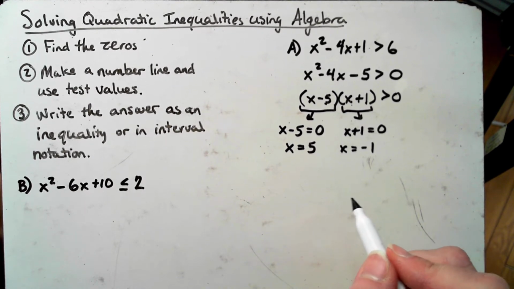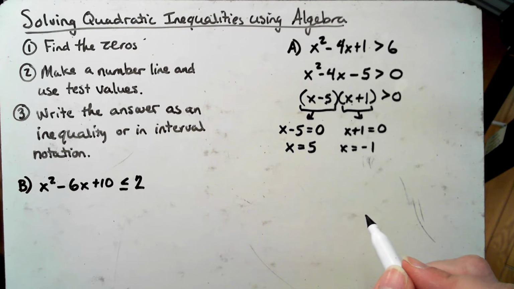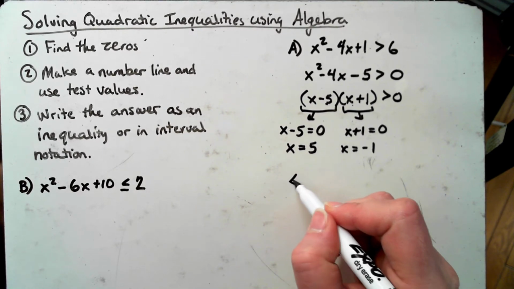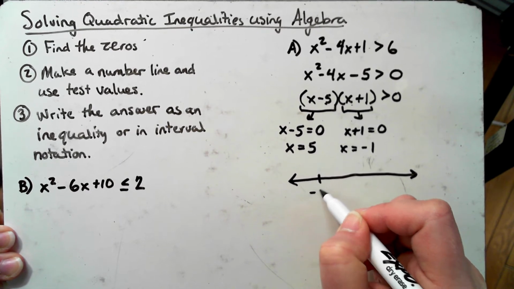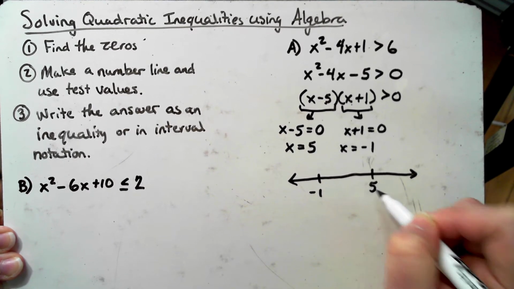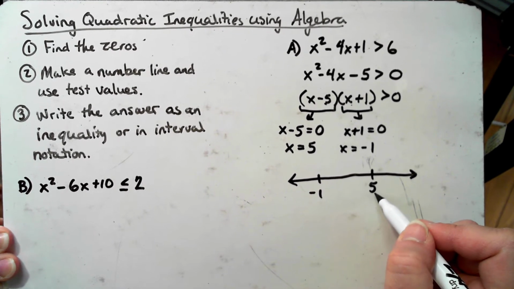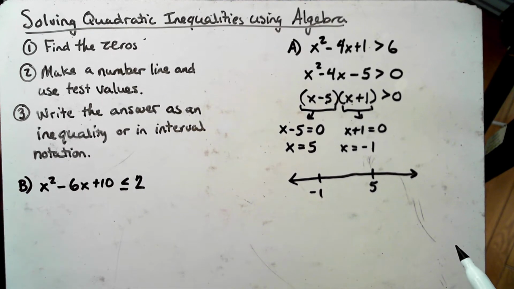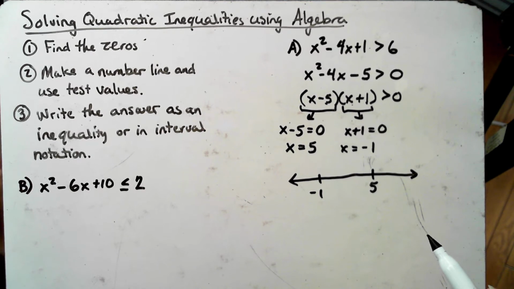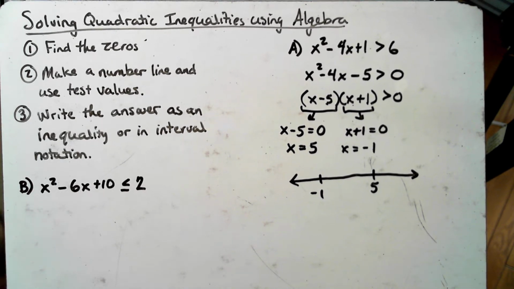Now for step 2, I need to make a number line. So I'm going to go ahead and put these on a number line, and I want to be careful to make sure they're actually in the right order. Remember, the smallest one on the left, biggest one on the right. And now I'll pick test values. Now, these are not the values that go into your final answer. Your final answer is going to have that negative 1 and positive 5 on it.